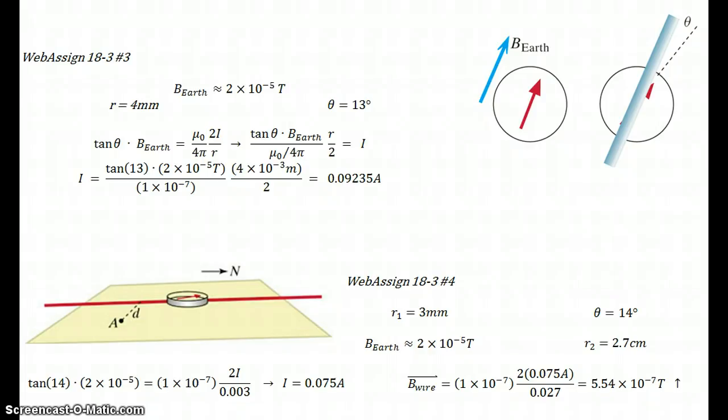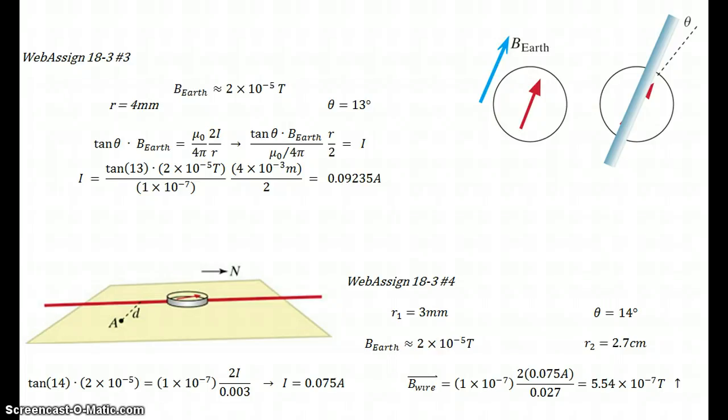For the next problem, there is a long current-carrying wire oriented north to south, lying on a table. The compass is on top of the wire with the needle 3 millimeters above. The compass deflects 14 degrees to the west, and I want to find the magnitude of the magnetic field in the direction at A due only to the current in the wire.